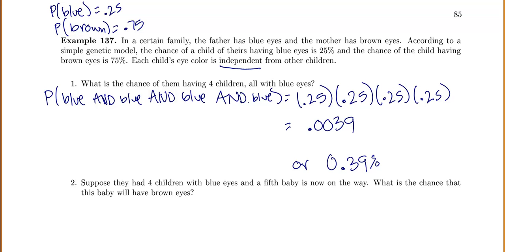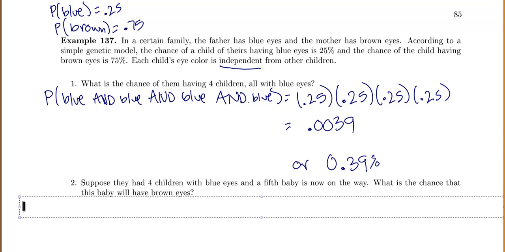Okay, so number 2, suppose that they had 4 children with blue eyes and a 5th baby is now on the way. What is the chance that this baby will have brown eyes? So you might think that that would be very likely because they already had 4 children with blue eyes, and that was very unlikely, only a 0.39% chance, and you might think, oh, they're due to have a child with brown eyes.